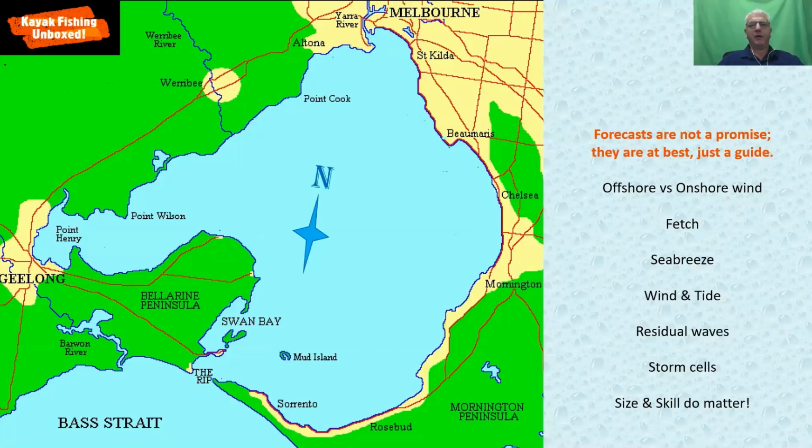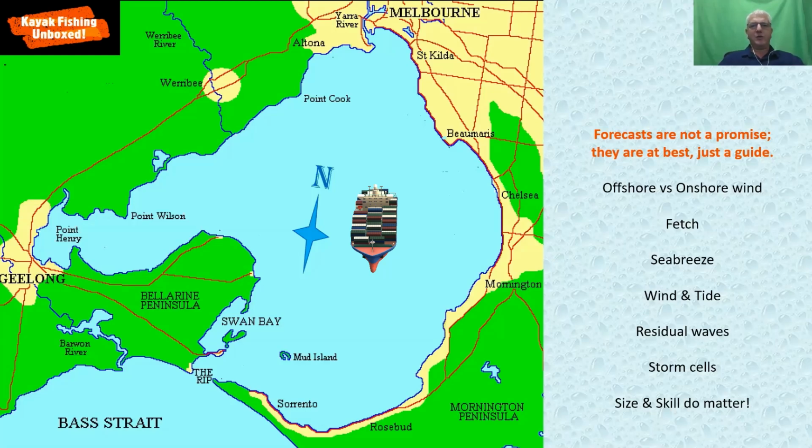This is a map of Port Phillip Bay. Port Phillip Bay is a fairly large expanse of water in Victoria in Australia. It's about 40 to 50 kilometres across from one end to the other at the widest points. It does get severely affected by wind because it is such a large body of water and it's basically flat all the way around it.